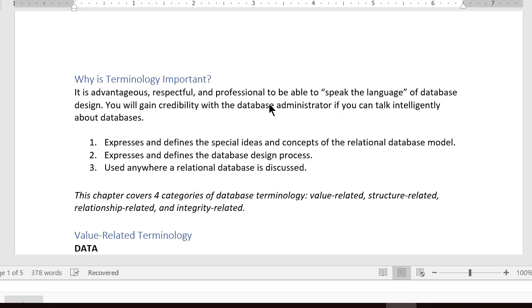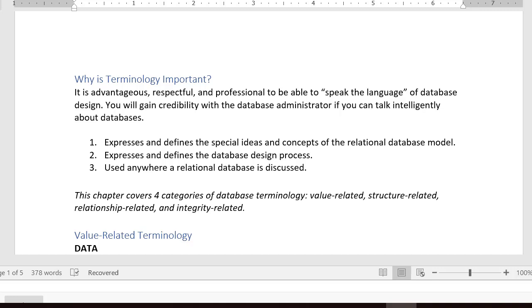Specifically, you want to be able to define the special ideas and concepts of a relational database. You want to express and define the database design process. We talked about that in the last chapter. And anything that's related to a relational database, what they're doing, why they're doing it, and so on.